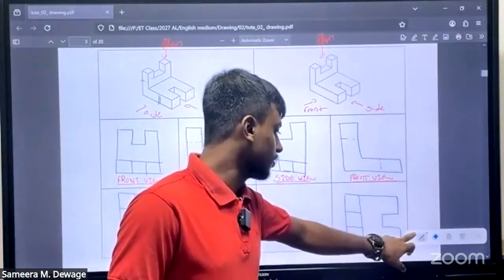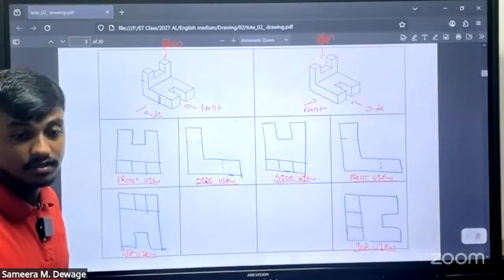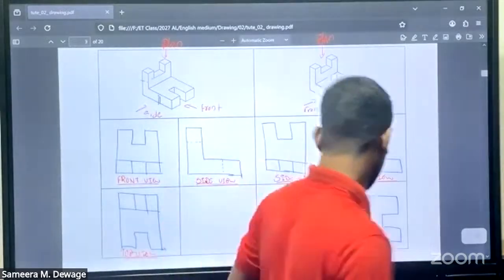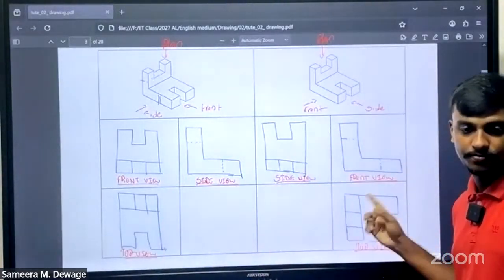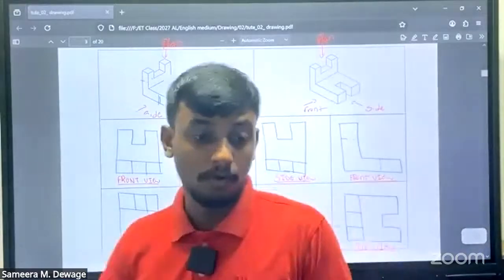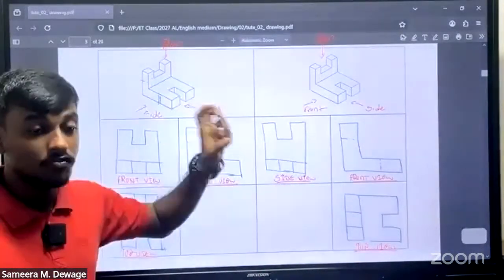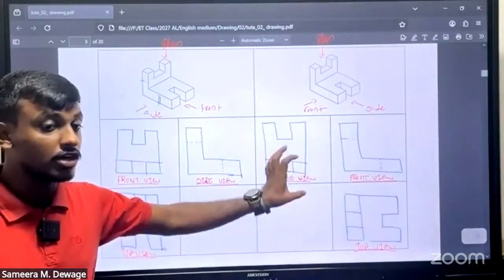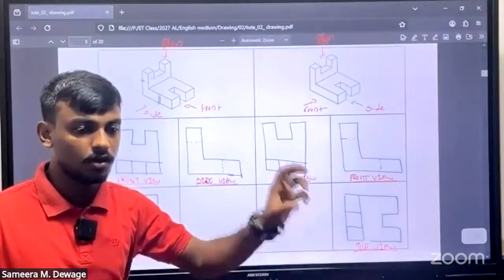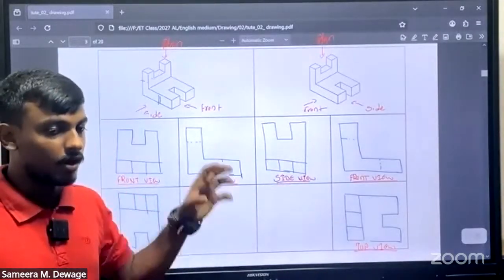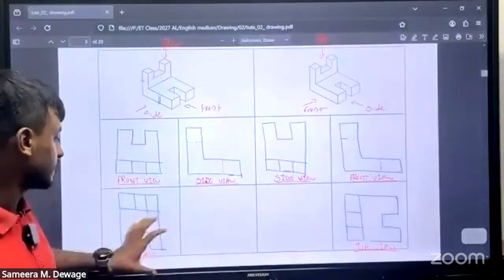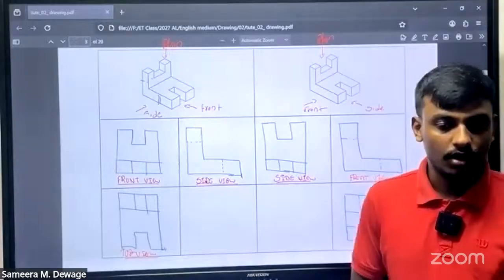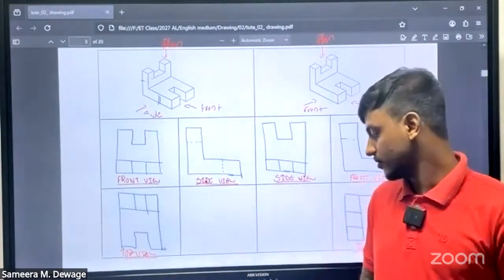See, there is a difference. So why do these kinds of things happen? We always need to draw this plan view or the top view according to the front view. So that's why it happened. Got it, guys?